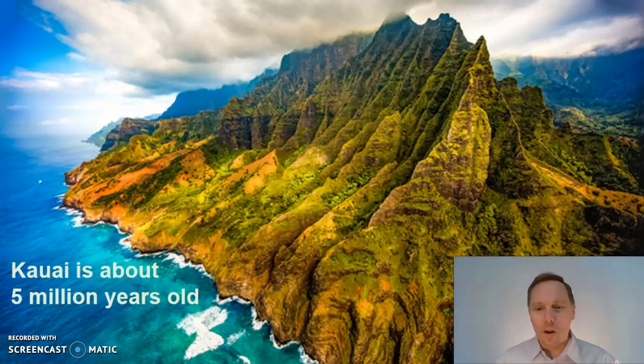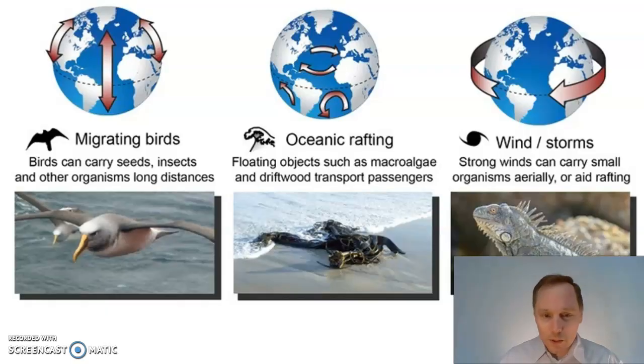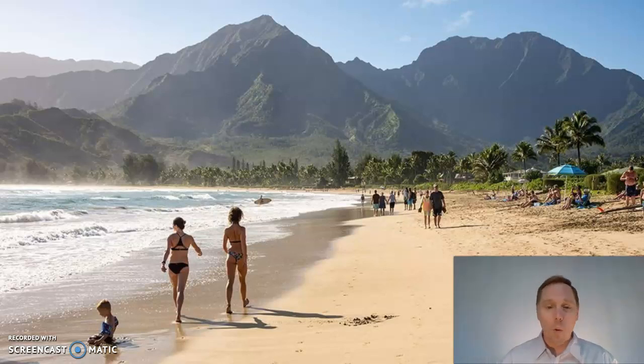But how did all these plants and animals get there? That's a really cool science question. You know, scientists speculate migrating birds can carry seeds, or ocean rafting on pieces of driftwood, or storms can blow stuff in. However it happened, today, Kauai is really pretty peaceful.